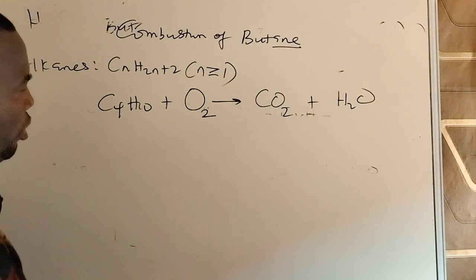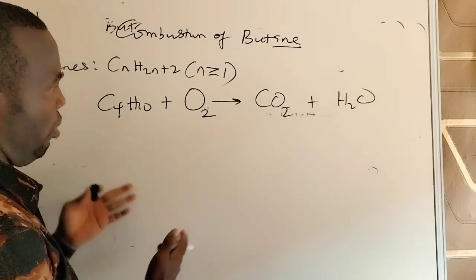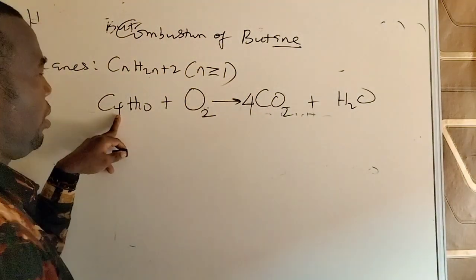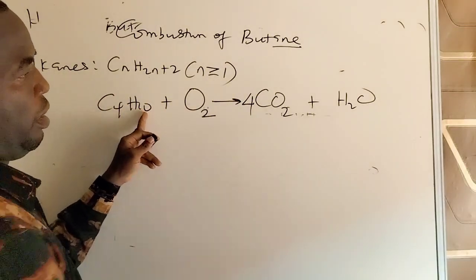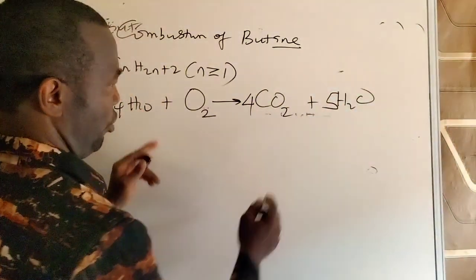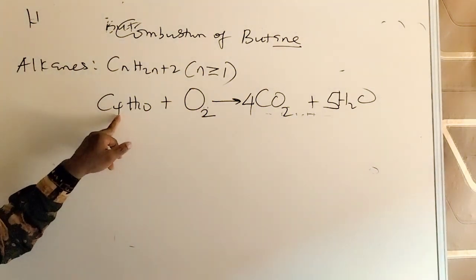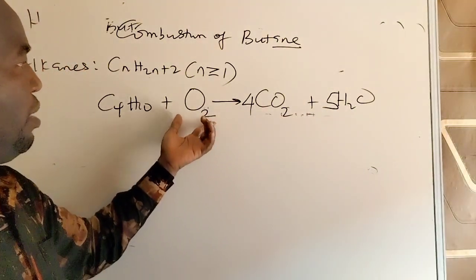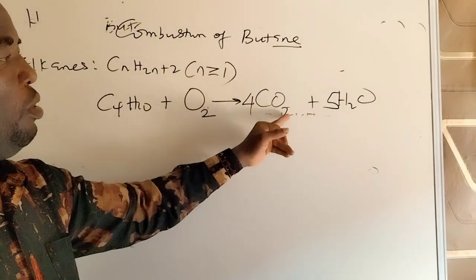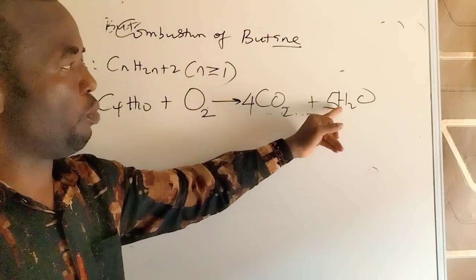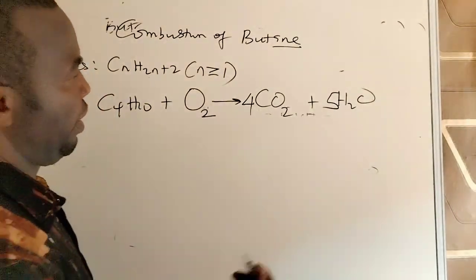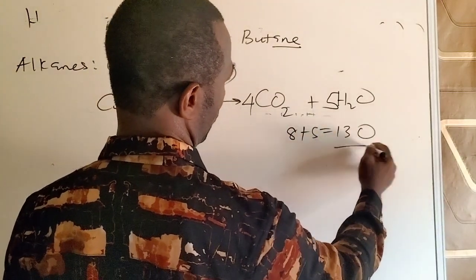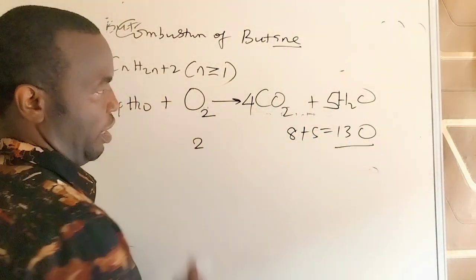To balance it, you can just draw your table or use the trial and error method. Carbon is 4 here. You put 4 for your balanced carbon. Hydrogen is 10 here. Here is 2. You put 5 here to balance hydrogen. You can see it very well. Carbon is 4. Hydrogen is 10, 5 times 2, 10. What remains is only oxygen. 4 times 2 is 8. For oxygen here, 5 times 1 is 5. 8 plus 5 is 13 oxygen atoms. But here I have only 2 oxygen atoms.